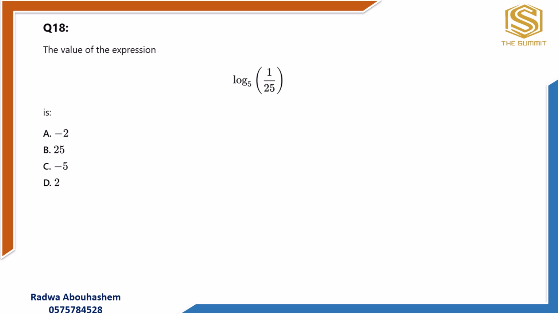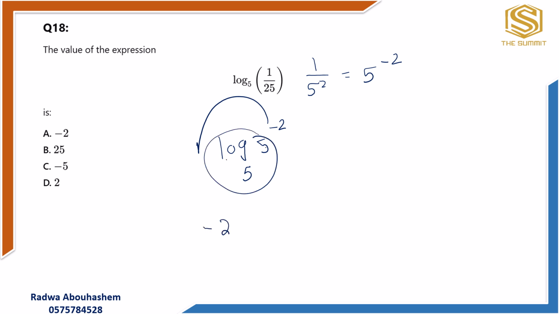Question 18 is the value of the expression log the base of 5 to 1 over 25. 1 over 25 is 1 over 5 power 2, which means it's 5 power negative 2, right? So log the base of 5 to 5 power negative 2, I have to drop the power, negative 2. And log 5 to the base of 5 is the same base, so it's 1, so it's negative 2.